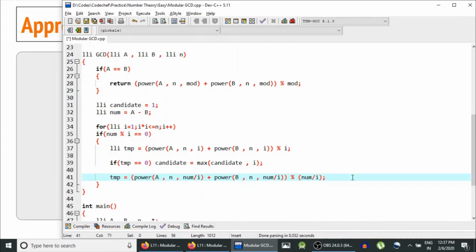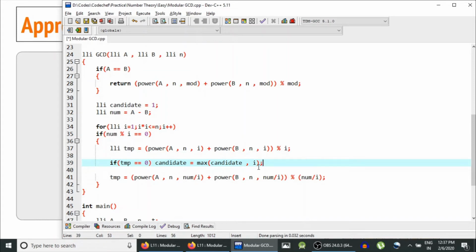What is happening here is that since the I divides number, so I is one of the divisors of num, and we are checking whether it also divides a raised to power n plus b raised to power n or not. If it divides a raised to power n plus b raised to power n, then a raised to power n modulo I plus b raised to power n modulo I, whole modulo I would be 0. So if it is 0, that means it is one of the candidates, so I am updating the candidate because we have to return the maximum candidate.